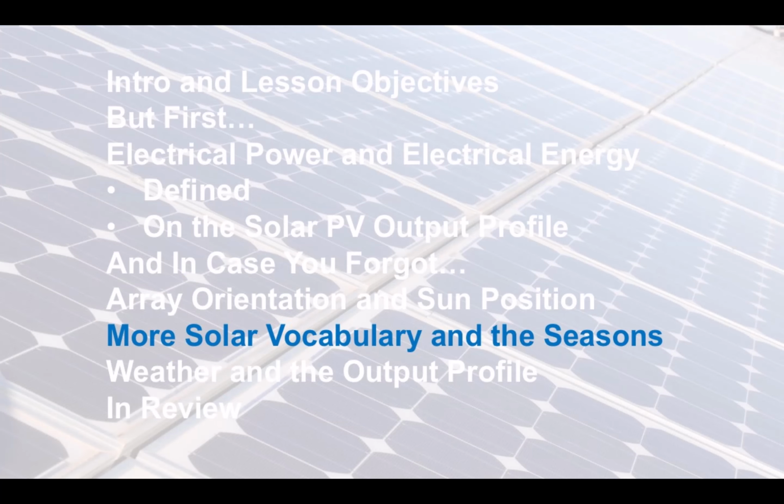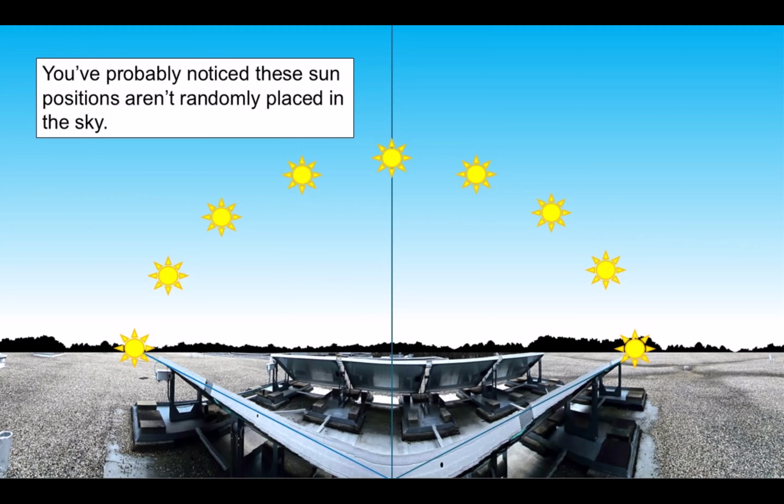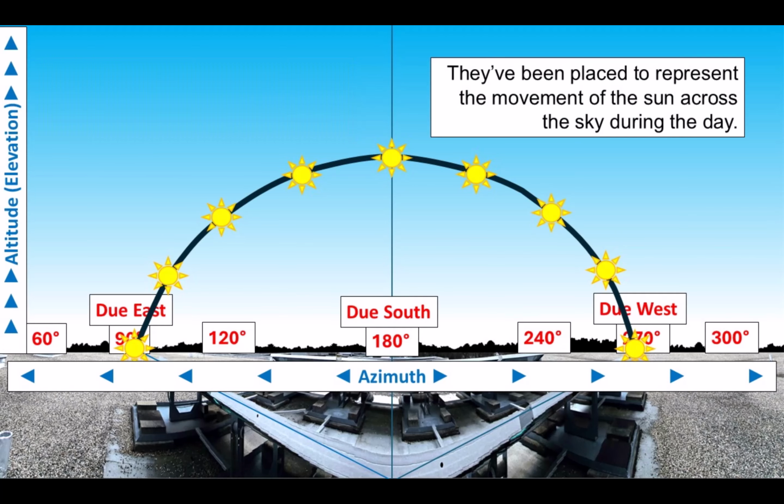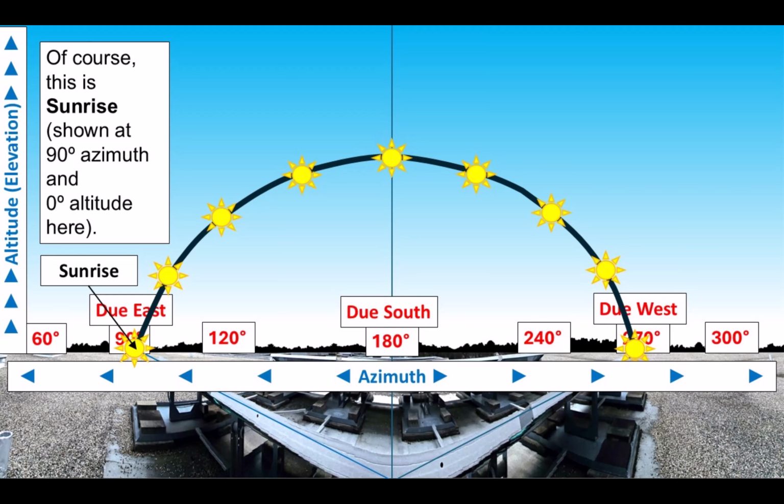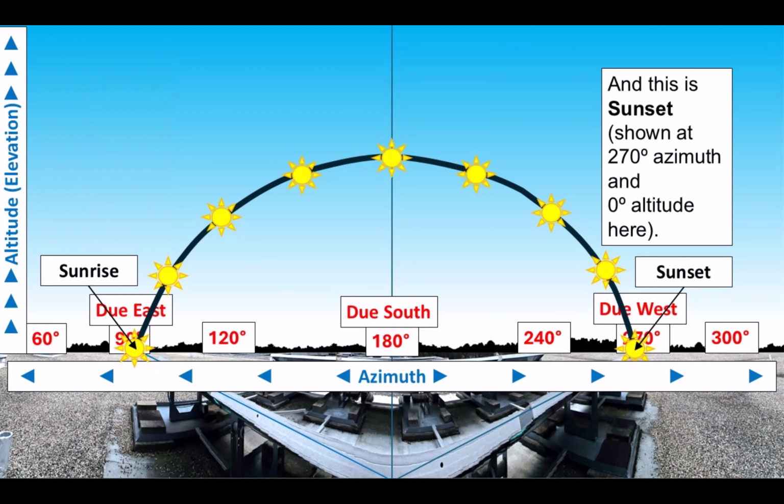More solar vocabulary and the seasons. You've probably noticed these sun positions aren't randomly placed in the sky. They've been placed to represent the movement of the sun across the sky during the day. Of course, this is sunrise, shown at 90 degrees azimuth and 0 degrees altitude here. And this is sunset, shown at 270 degrees azimuth and 0 degrees altitude here.